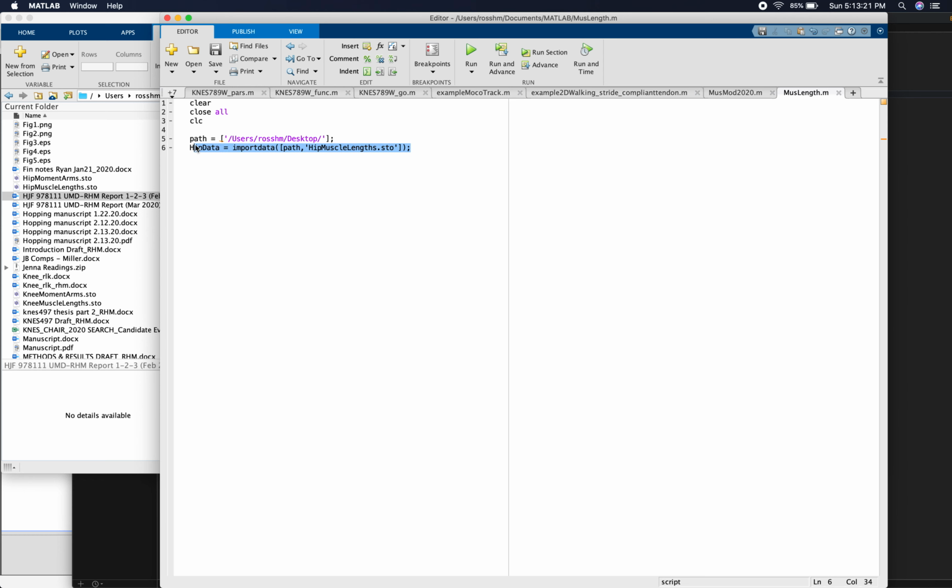And let's do the same thing for my knee data. I think my thing here is telling me I don't need those brackets.